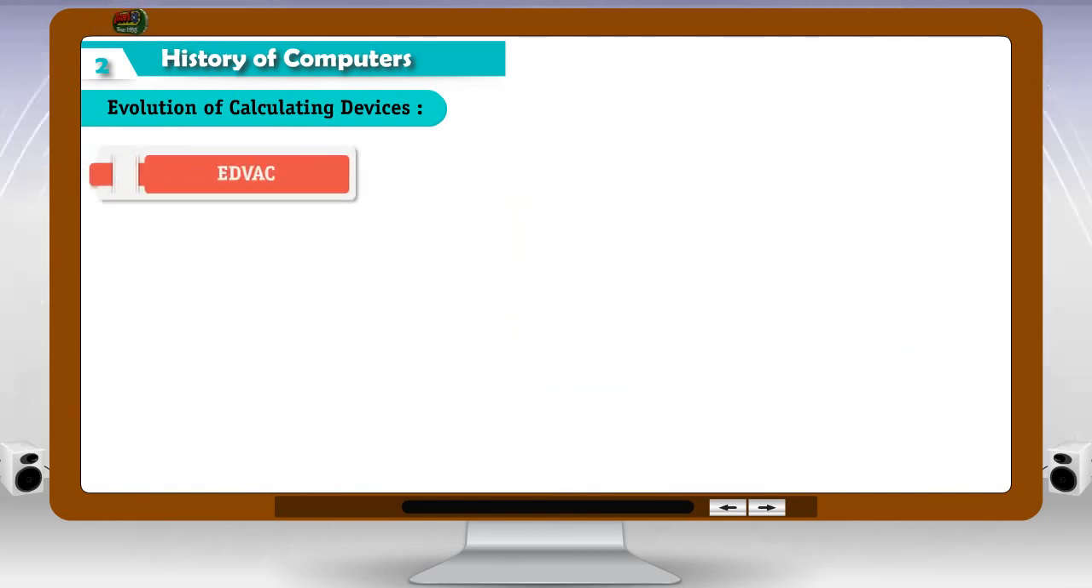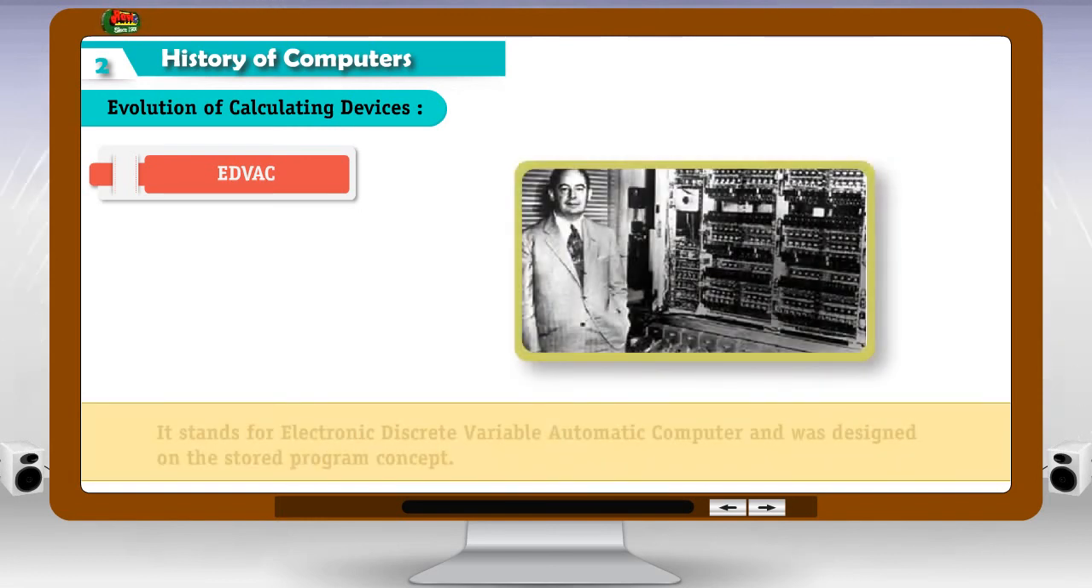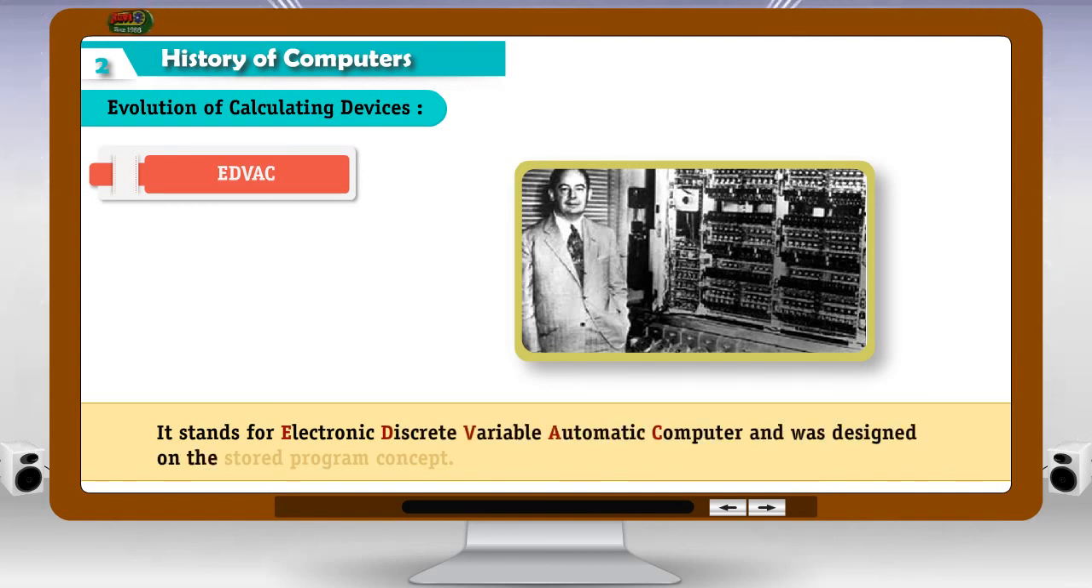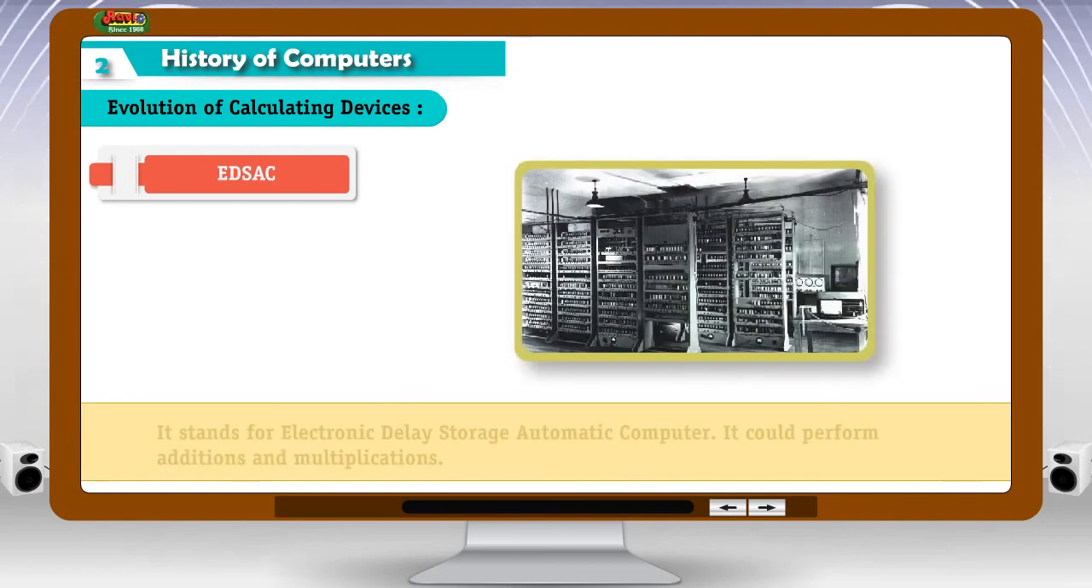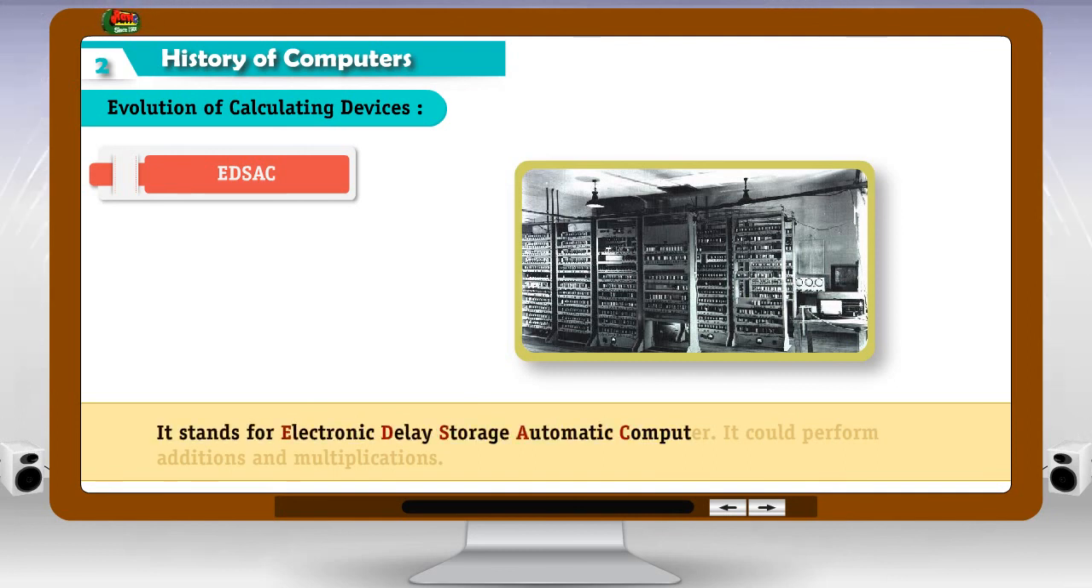EDVAC. It stands for Electronic Discrete Variable Automatic Computer and was designed on the stored program concept. EDSAC. It stands for Electronic Delay Storage Automatic Computer. It could perform additions and multiplications.